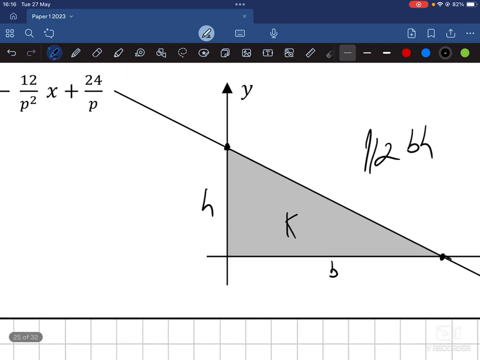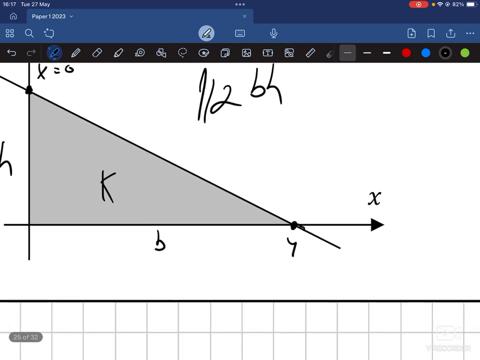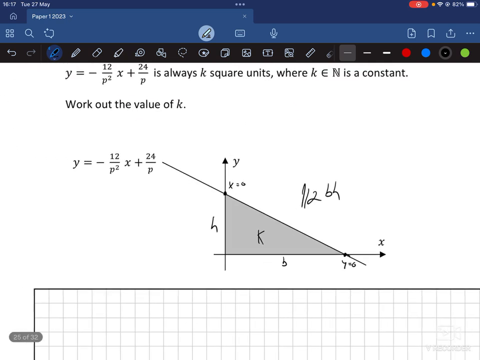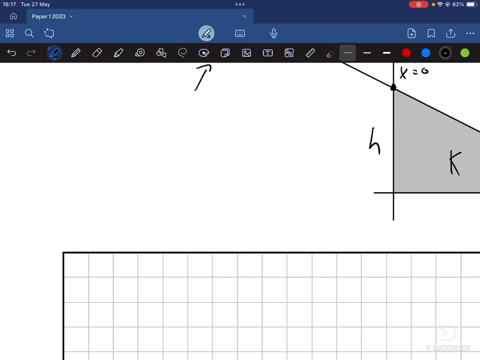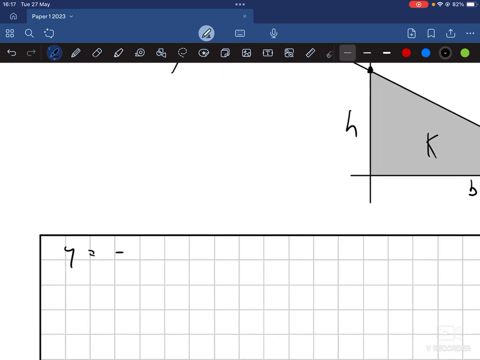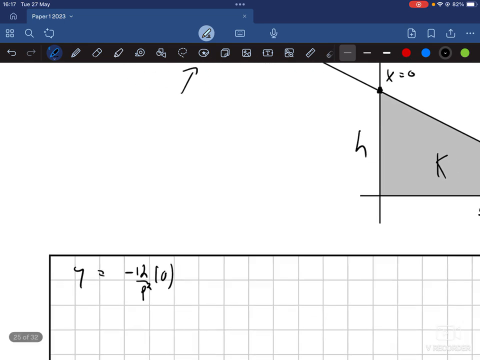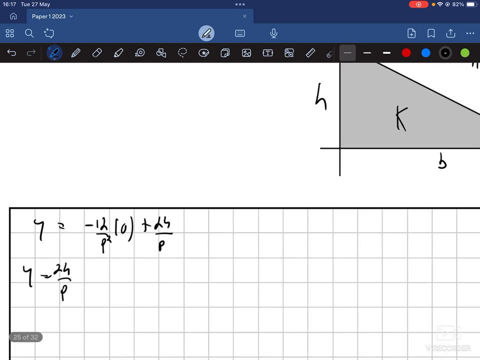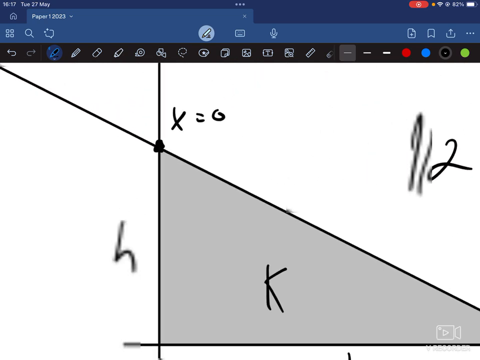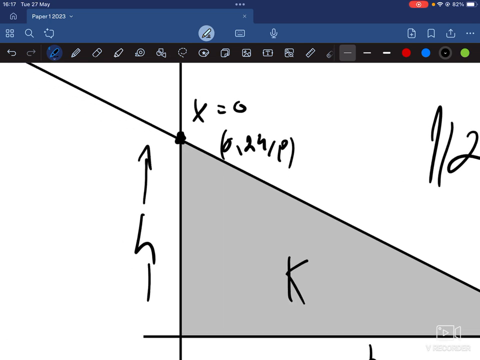Okay, so for this point here, we can find the height if we let x be 0, and down here we can find the base if we let y be 0. So let's do that. Let's say x is 0. So look up here, let x be 0. That's going to give us y is equal to minus 12 over p squared times x, which is 0, plus 24 over p. So that's just going to give us y is 24 over p. So this point here is going to be at the point 0, 24 over p, which means the height is equal to 24 over p.